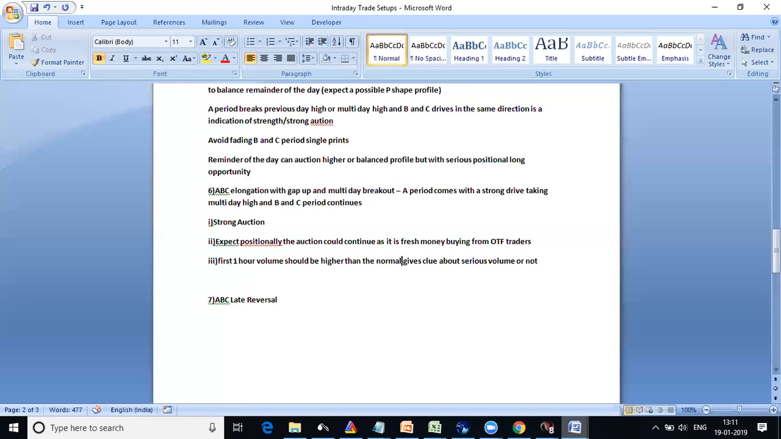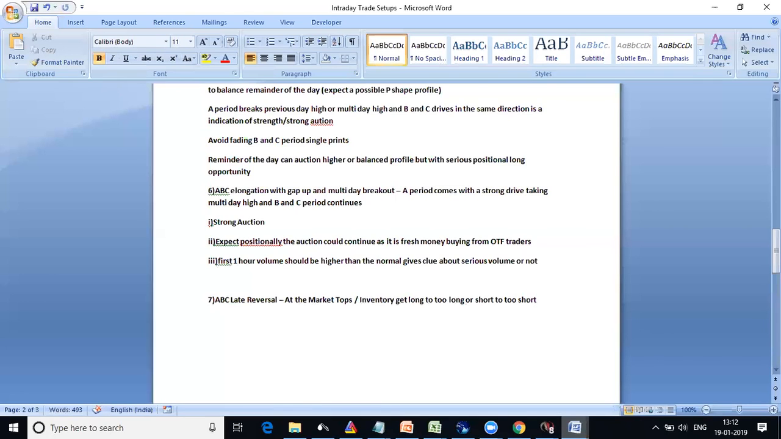So next comes the ABC late reversal. This is one more final pattern of ABC. This is kind of a serious break which comes at the C period, right? So again, don't try to fade this, because this happens especially at the market tops, when inventory gets short to too short or long to too long. Especially this kind of break happens.